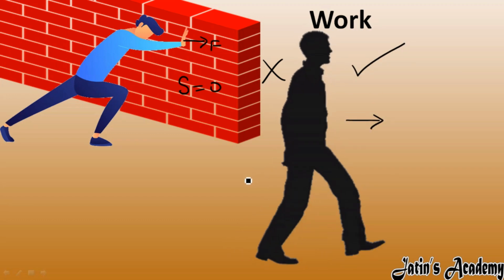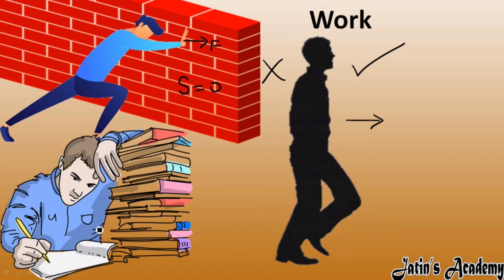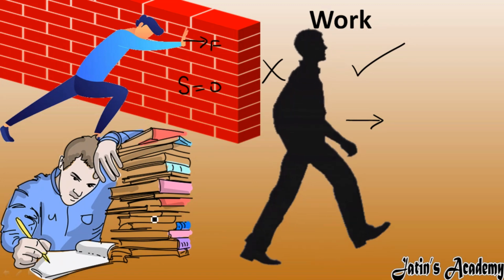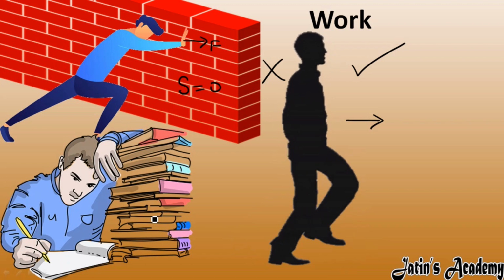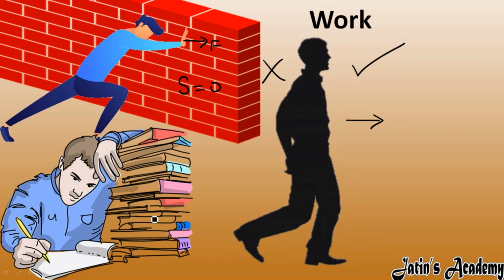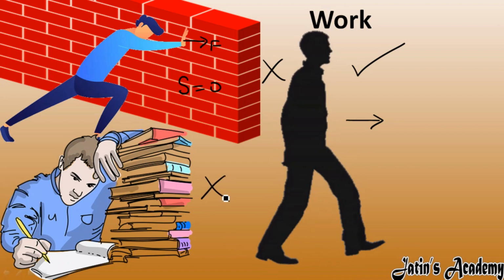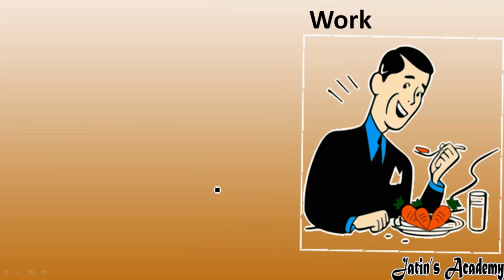Next example we have a man studying. While studying, although there is mental work, from the physics point of view, physical work is not there, so displacement is 0. So here work done is also 0. Next example we have eating. Eating is also not considered work in physics, so here also work is 0.